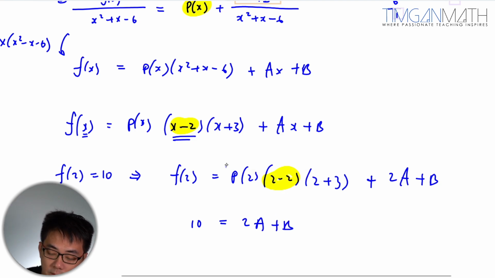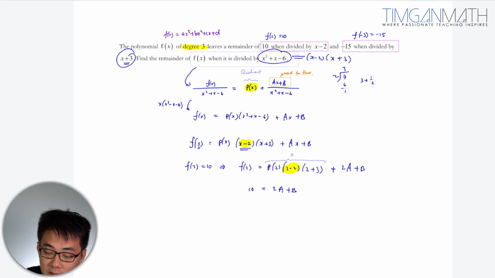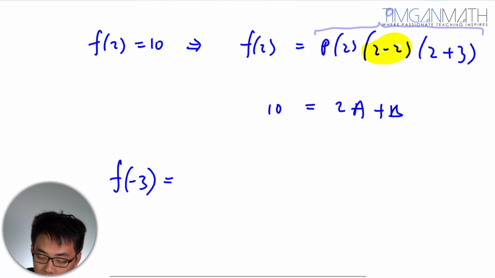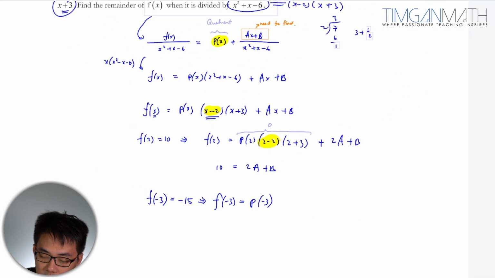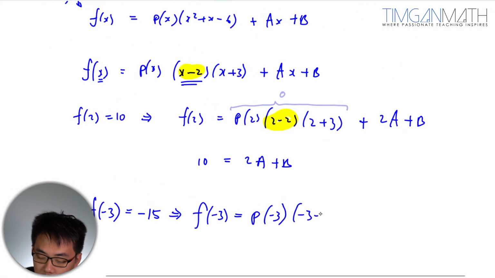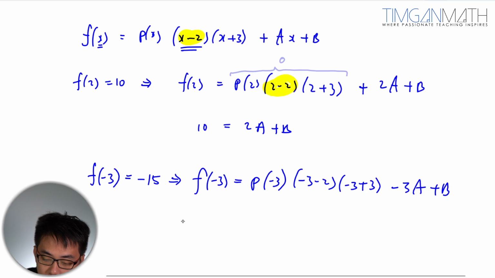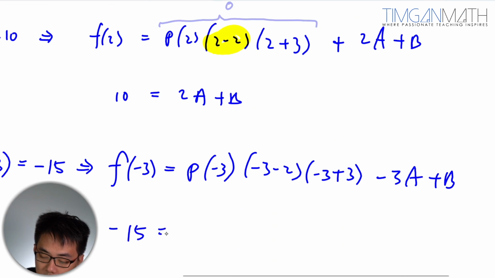You do the same thing for f(-3). So we replace negative 3 in. f(-3) equals negative 15. This will just be f(-3) equals p(-3) times (negative 3 minus 2)(negative 3 plus 3), which is 0, plus negative 3a plus b. And that will give us negative 15 equals negative 3a plus b.